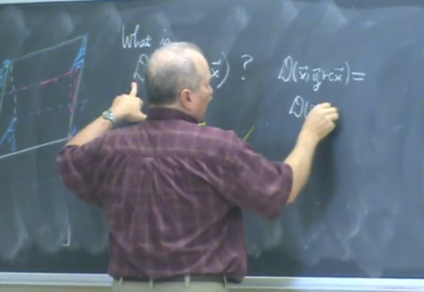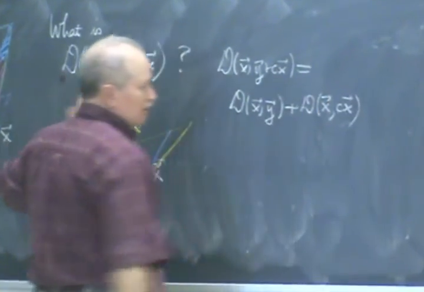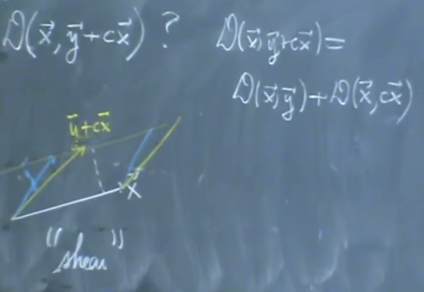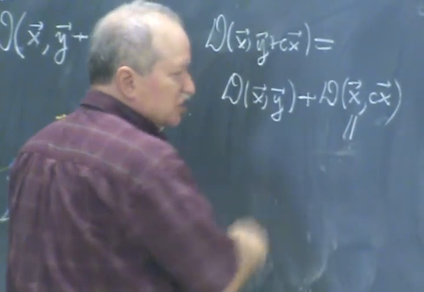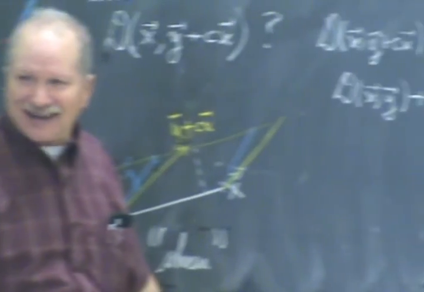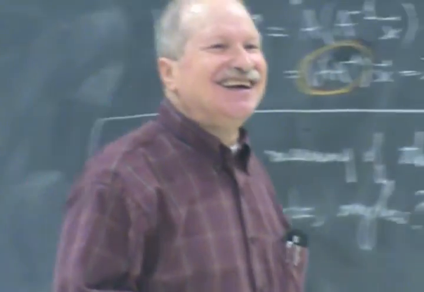Well, it's d(x,y) plus d(x,cx). Since x and cx are parallel... but we're doing it just algebraically, no fair cheating. It's equal to 0. Why? No, y is over on the other part. Because it's d of x, x first. It's c times d(x,x). Pull the c out. Determinant.